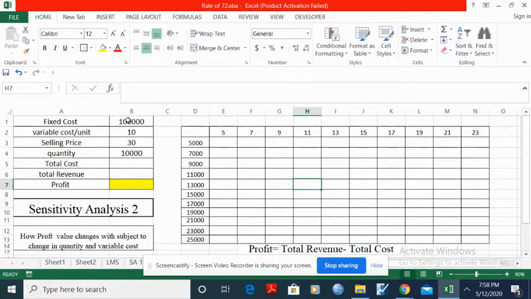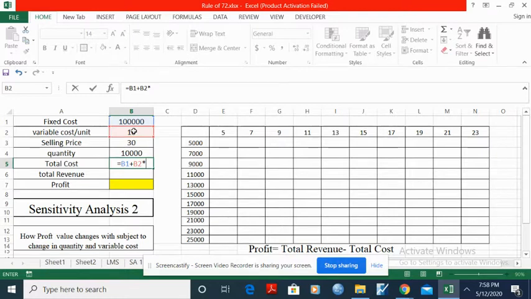In our example, the fixed cost amount is 1 lakh rupees. The variable cost per unit is 10 rupees per unit. Selling price per unit is 30 rupees. The total quantity the organization is going to manufacture is, say, 10,000 units. So how to calculate total cost? The total cost formula is fixed cost plus total variable cost. How do you calculate total variable cost? Variable cost per unit times total number of units, that is 10,000. So we get 2 lakh rupees as the total cost.